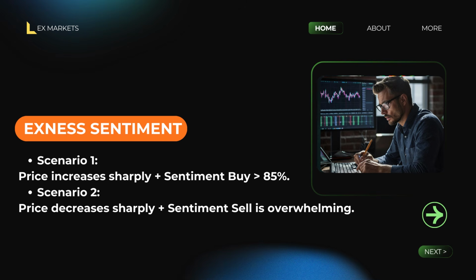The second step is to check Exness Sentiment to see who is stuck. After filtering suitable pairs using Screener, the next thing we need to do is check the sentiment of that pair. At this point, we will see which side the crowd is on. Scenario 1 is that the price is rising and the buy sentiment is greater than 85%. This is a very common scenario with rapid price increases, consecutive green candles, and supporting news, while Exness shows over 80% of traders are buying.